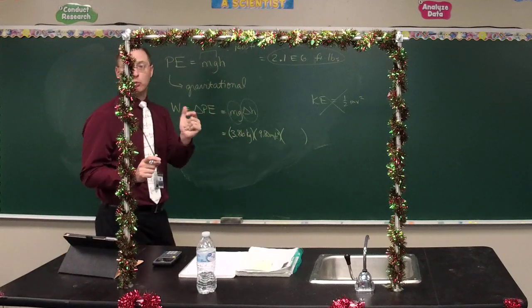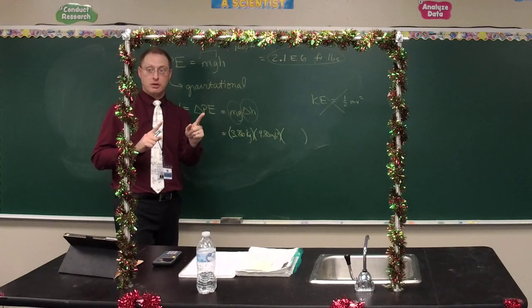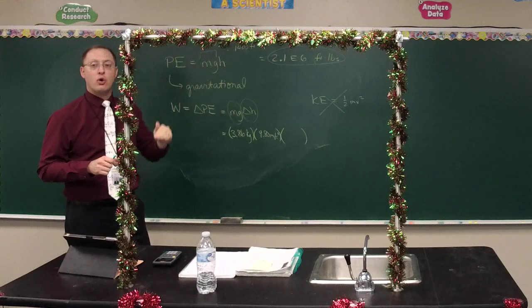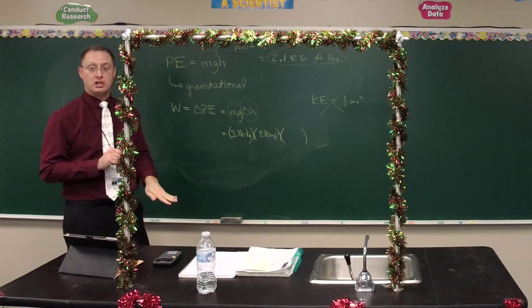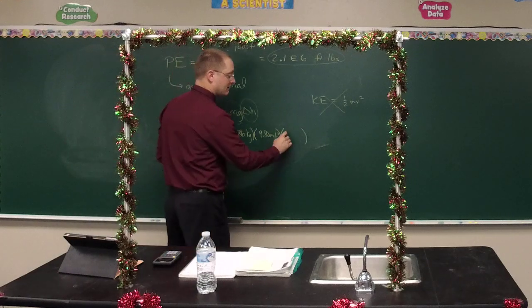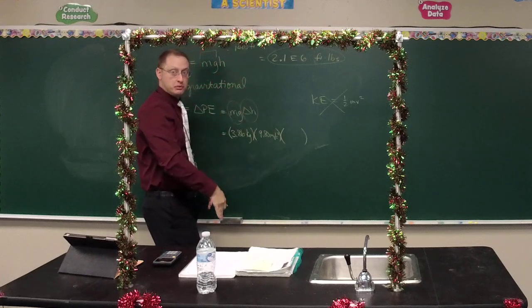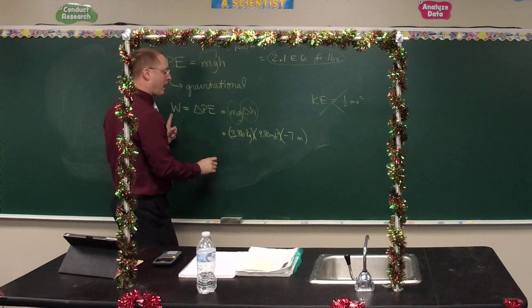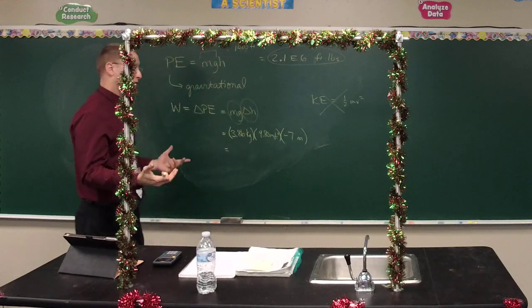7 meters. But remember, work is always final minus initial, correct? The initial height was 7 meters. The final height is 0. What is the change in height? To go from 7 down to 0. That's a change of -7 meters, which is why the work done by the ground is going to be negative.